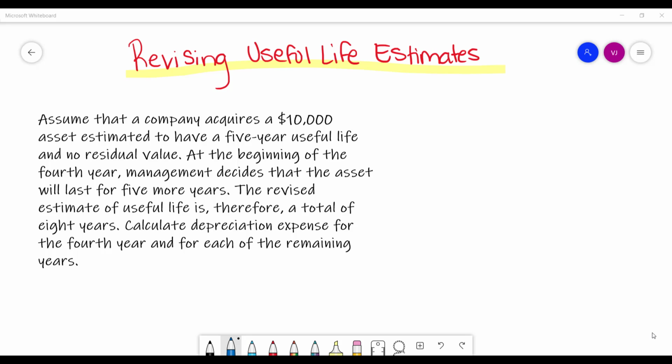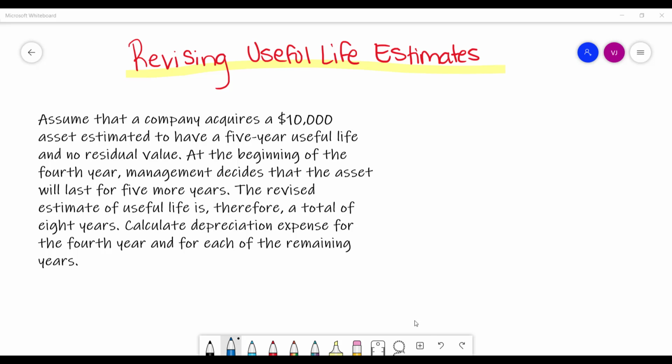What happens then? Well, if management actually determines that the asset's going to last longer or shorter than anticipated, a revised estimate of the useful life should be made, and then the depreciation expense to be recorded in remaining periods will be increased or decreased according to those new useful life estimates. So we're going to look at an example here.